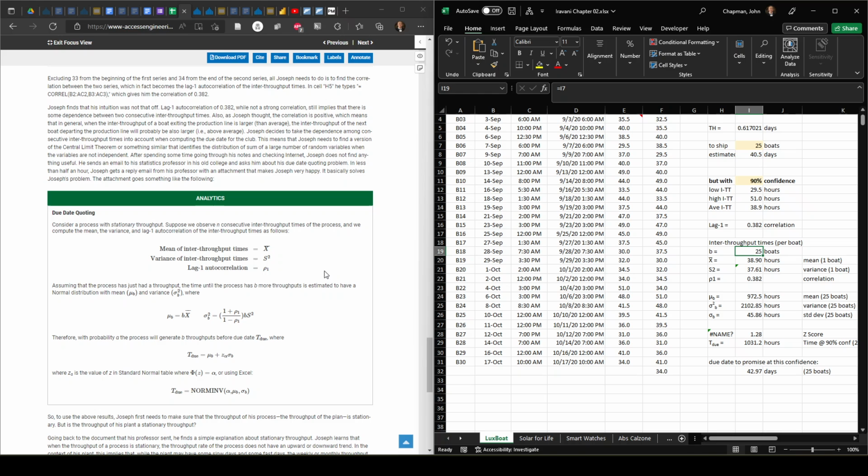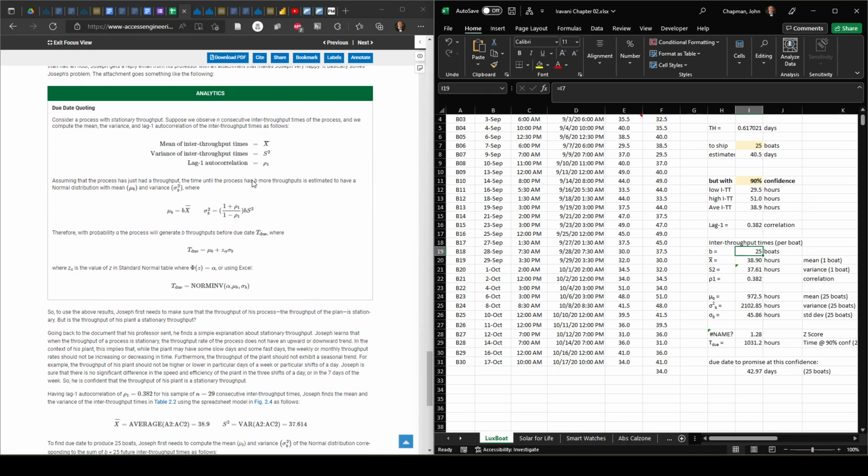Let me scroll down here to get to the analytics page of the book. So the B is 25 boats. We have a X bar for one boat of 38.9 hours. This is the average inter-throughput time. Our variance is 37.61. And I'm doing a little rounding here.